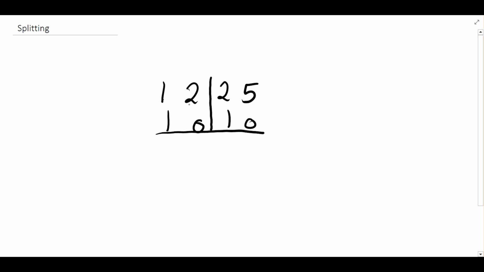And you can also use this for 4-digit numbers. Let's say you have 1225 and 1010 as an example. You could split it right in the middle, treat each of them as single digits, and do the regular multiplication.